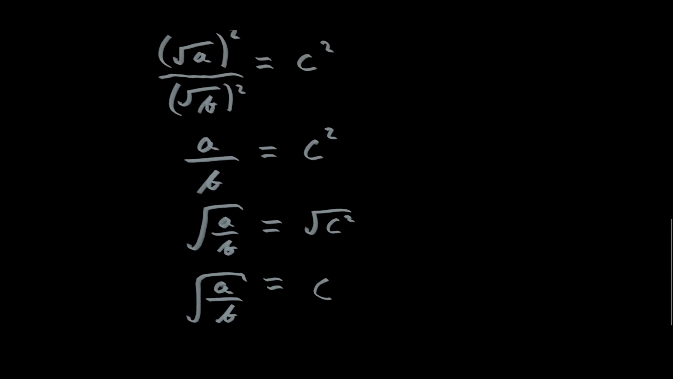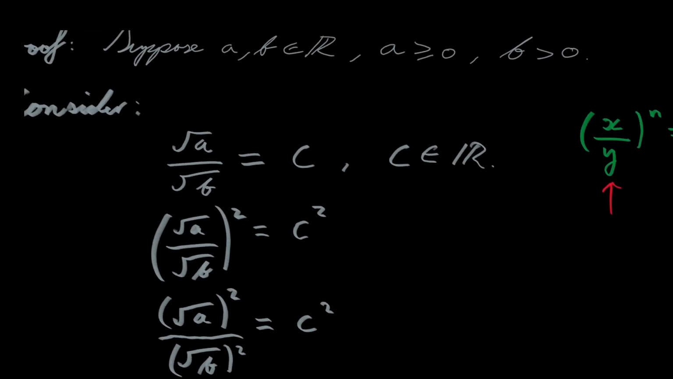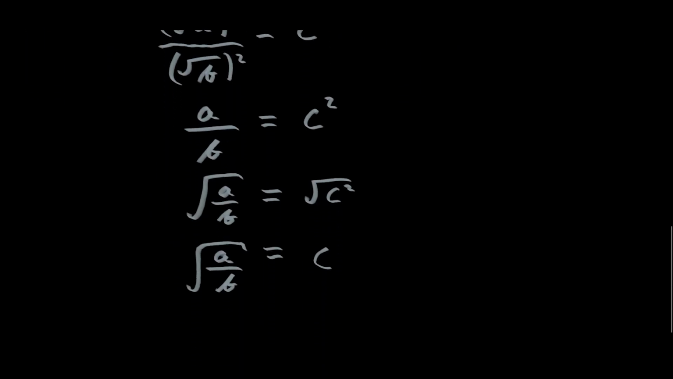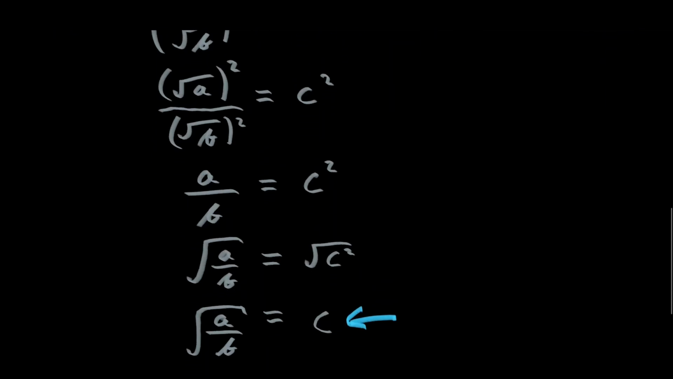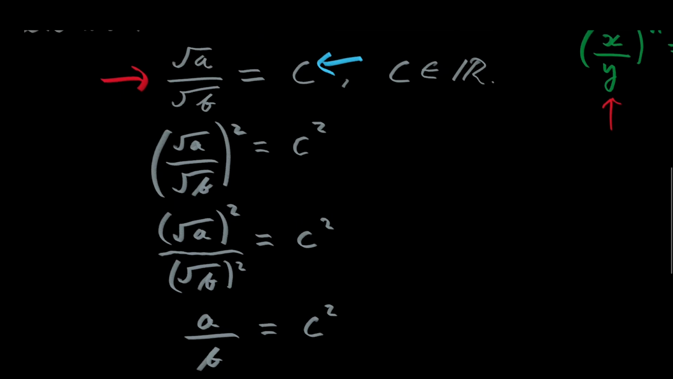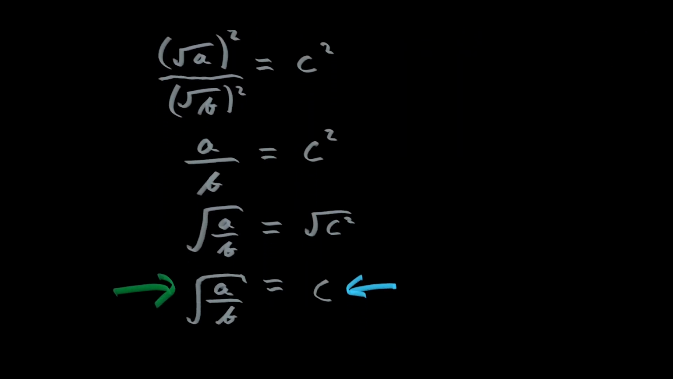But now you can see that we started off by letting the square root of a over the square root of b equal c, and we ended up reasoning to this down here, where c was also equal to the square root of the quotient of a over b. So that means what the red arrow points to must equal what the green arrow points to, because both of them equal c.